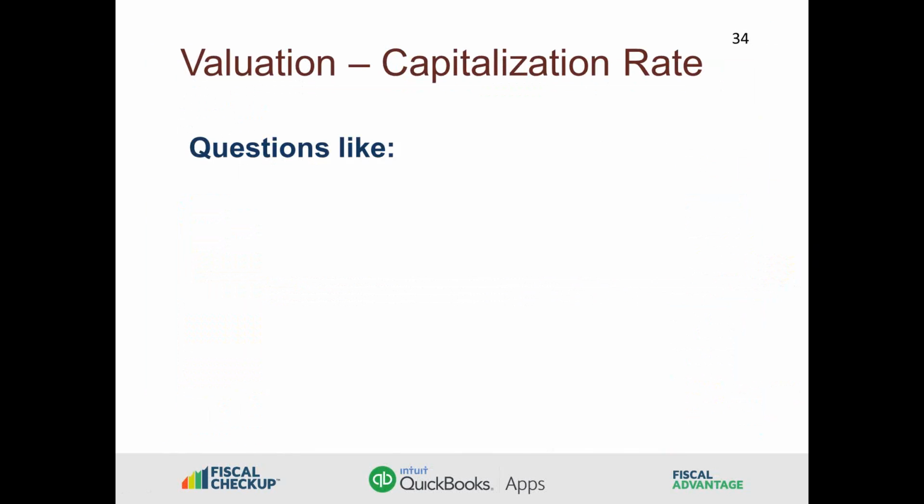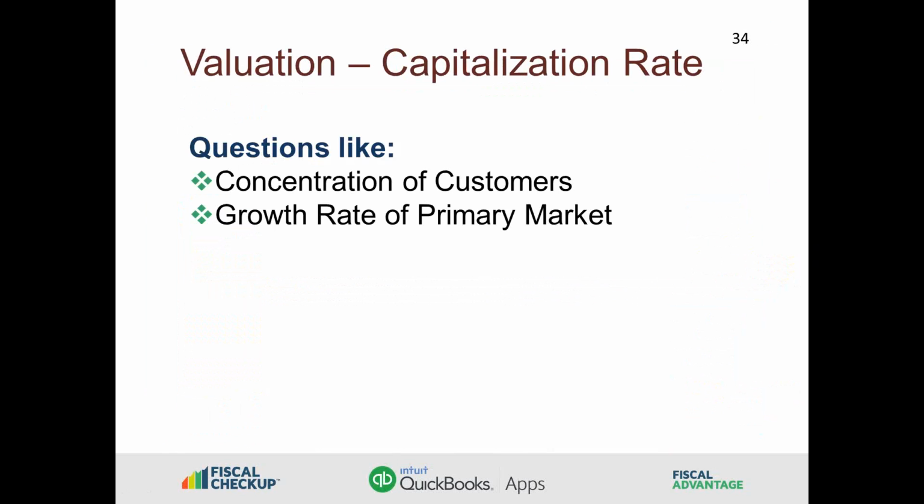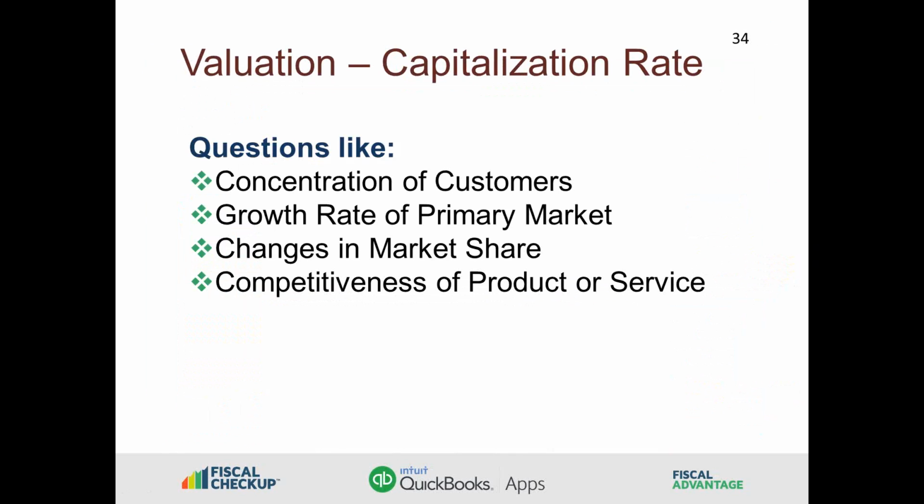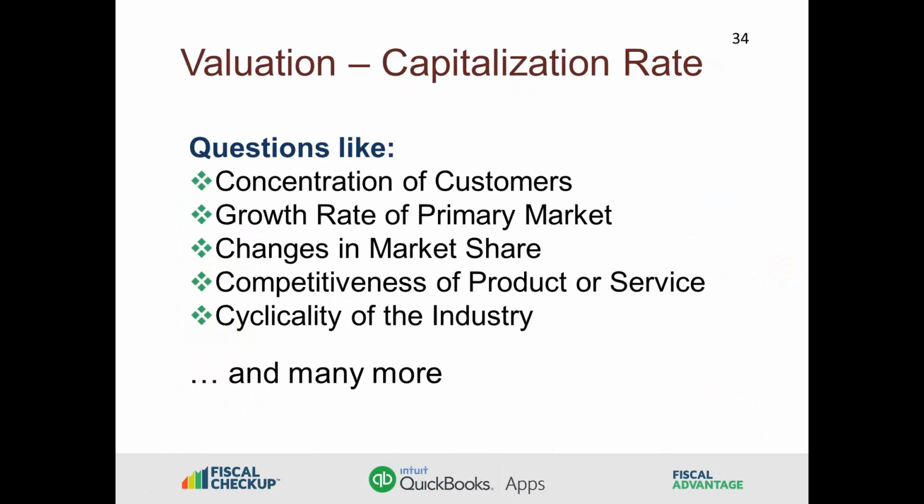We ask questions like concentrations of customers. We talk about the growth rate of their primary market. We ask about changes in the company's market share. We even ask about the competitiveness of their product or service, even the cyclicality of their industry, and others. And these answers are discussed in the narrative part of our report, but most importantly, we use the answers to these kinds of questions to assess a company's specific discount rate.